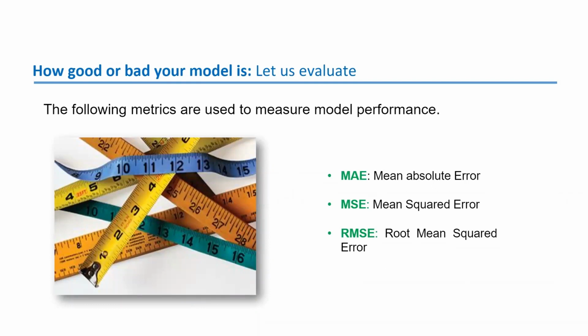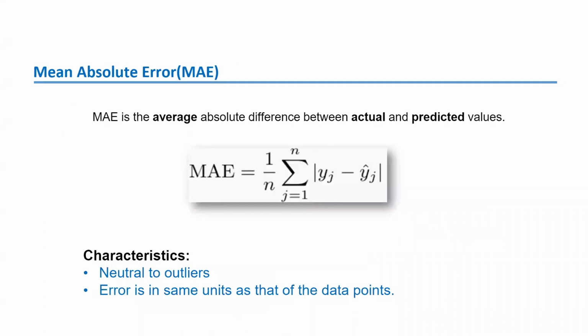three data metrics. One is called the mean absolute error. The second is mean squared error, and the third is root mean squared error. Okay, very easy. No need to worry about it. Now let's look into the first one, which is mean absolute error. Mean absolute error is basically the average absolute difference between actual and the predicted values. It is going to be the average of the absolute difference between actual and the predicted value.